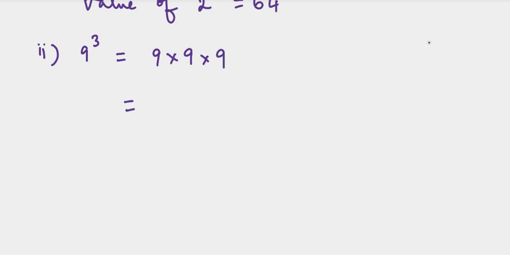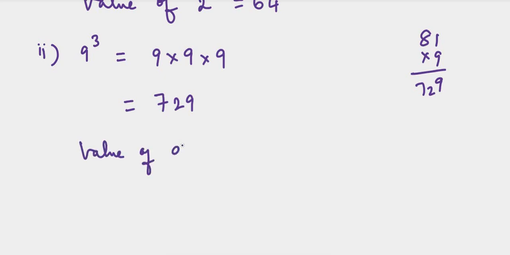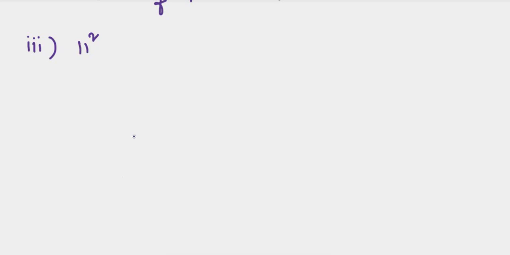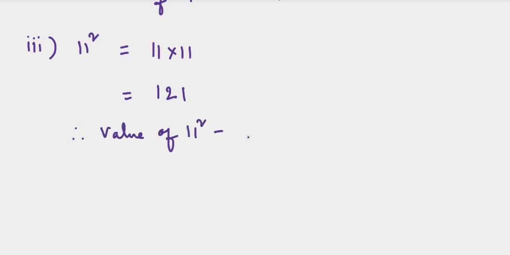That is equal to 9 nines are 81, 81 nines are 729. So the value of 9 cube is equal to 729. Now come to the third question, 11 square. 11 multiplied by 11 is equal to 121. Therefore the value of 11 square is equal to 121.